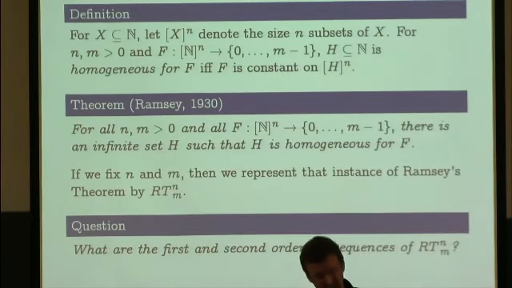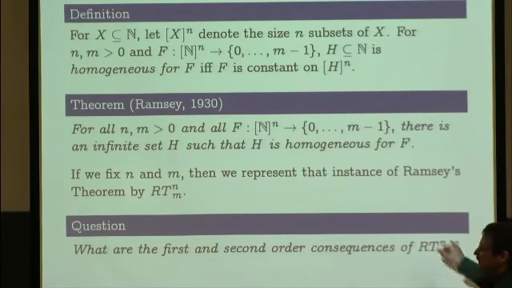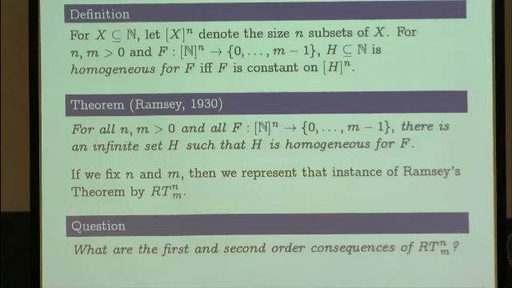Now, what are the first and second order consequences of Ramsey's theorem? What does Ramsey's theorem entail about the integers? And what does Ramsey's theorem entail about the existence of sets of other type? So how can you use this kind of combinatorial principle to prove facts about finite sets, facts about infinite sets?